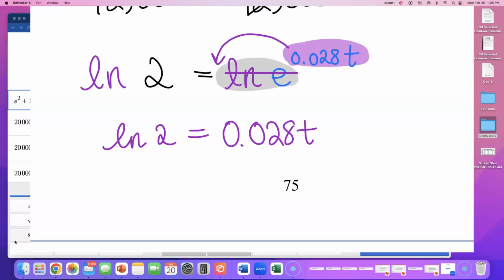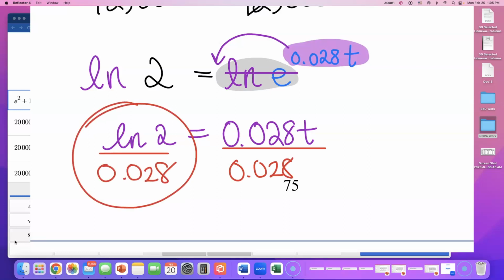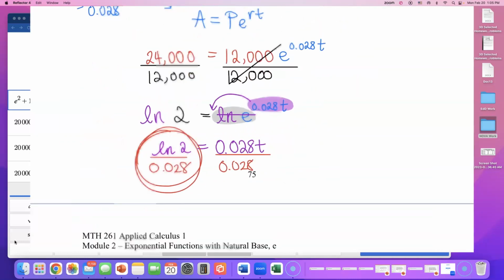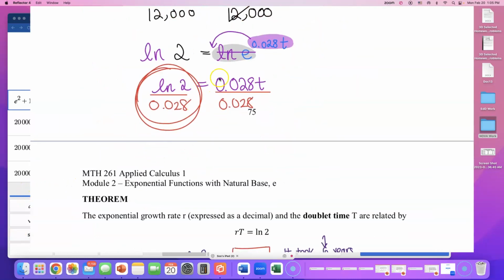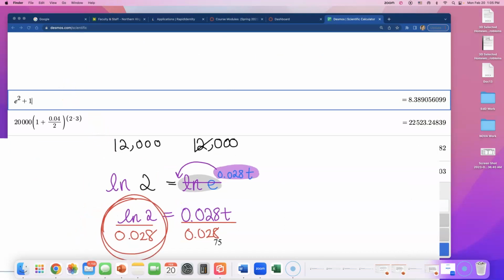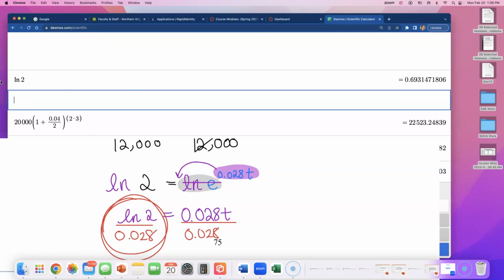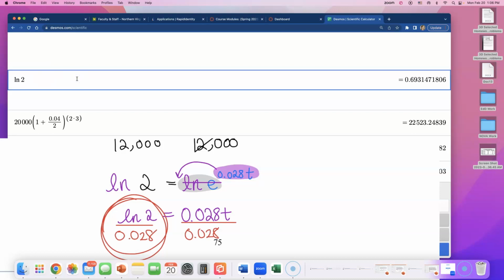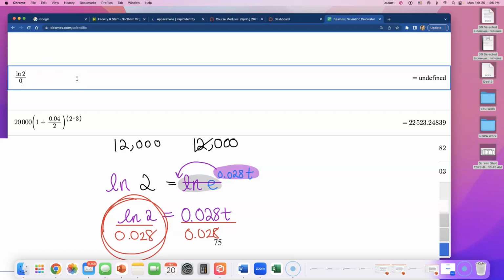Last thing is to divide both sides by this decimal, 0.028. So t is this. That's how long it will take her investment to double. We will have to give a decimal answer though, so type that in. Do ln 2 divided by 0.028. That comes out to be t is approximately 24.76 years. It's going to take about 25 years for this investment to double.